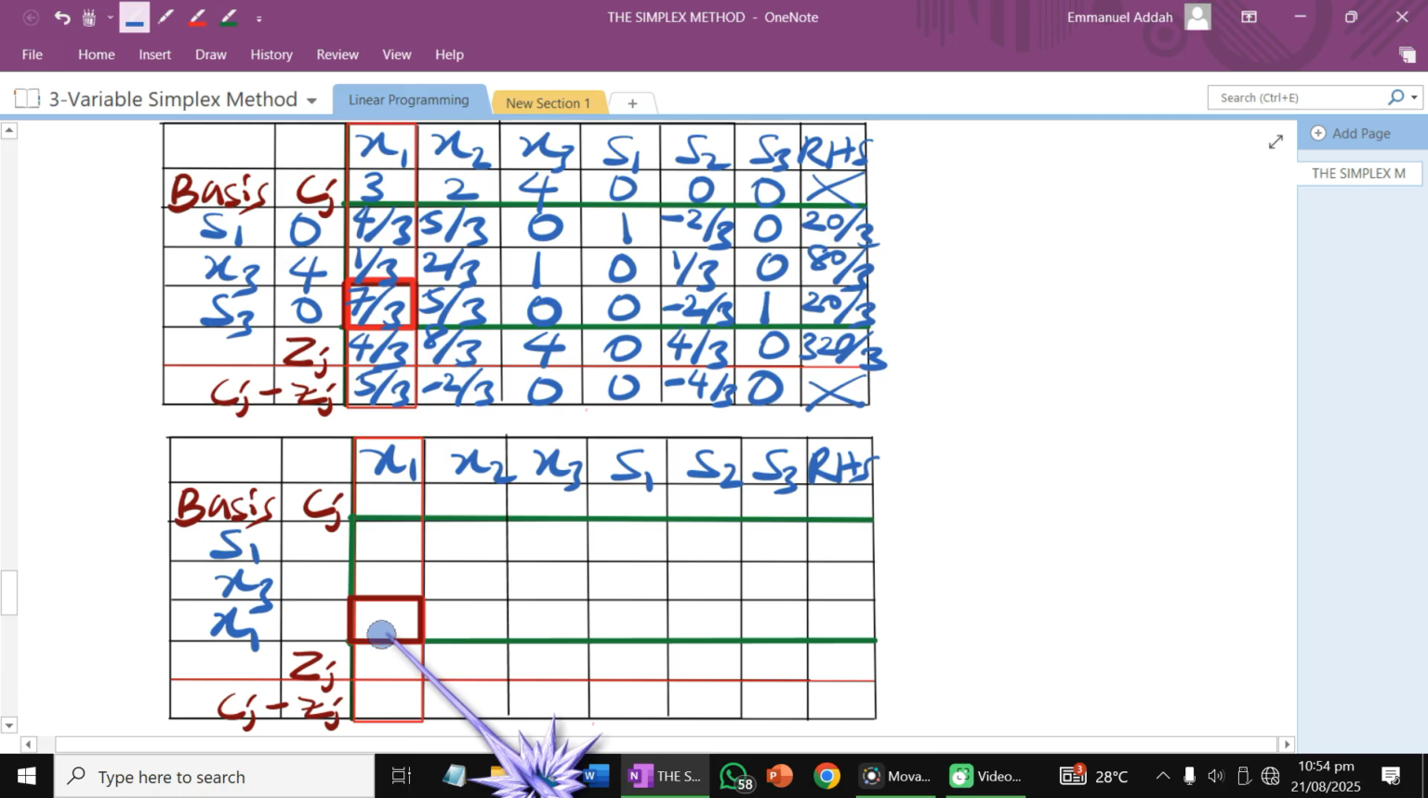So you ask yourself, this place is going to be 1. Since you have X1 here, the intersection of the column and that variable must be 1. So here should be 1. Okay. Likewise, this X3, when you have X3, here will be 1 as well. We have S1, it will be 1.